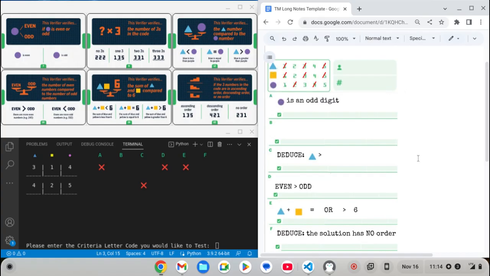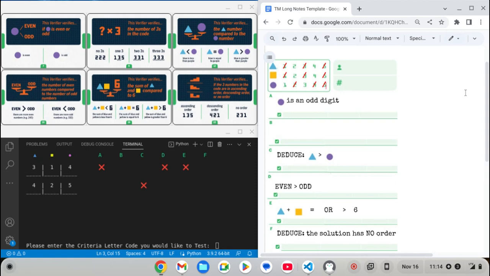And so let's see what that looks like. Okay, so if triangle is to be greater than circle, that means circle cannot be a 5. Because if circle could be 5, there's nothing larger for triangle to be. So we can cross that out.